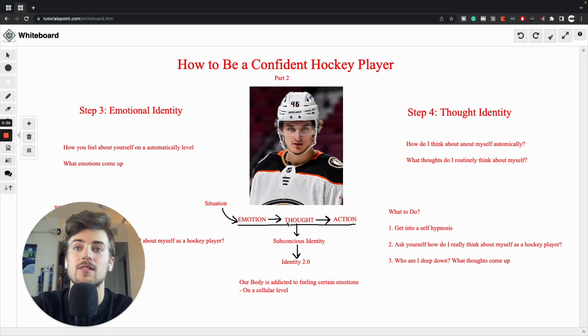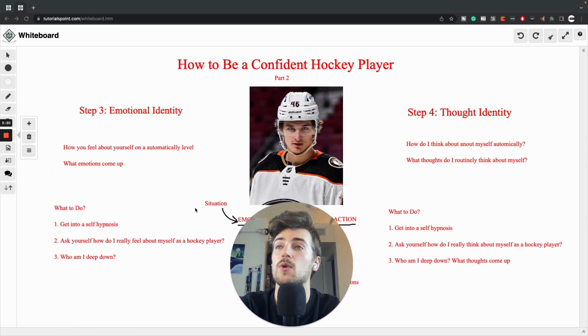So when we look at the emotional identity, this is what I'm referring to: how you feel about yourself at an automatic level. It's the emotions that come up automatically. It's not the emotions that come up sometimes. It's not these conceptual things. No, it's what are the automatic things that come up when certain things happen?